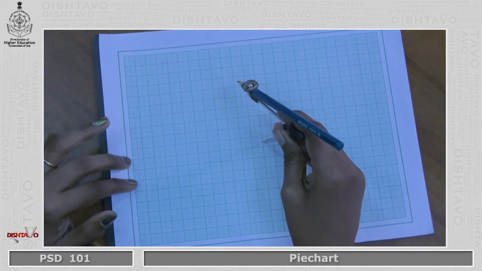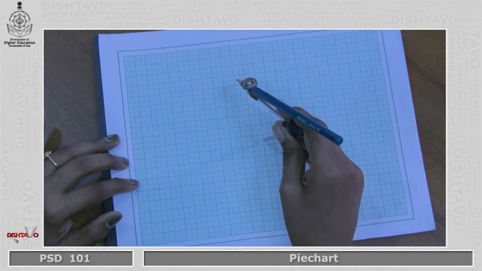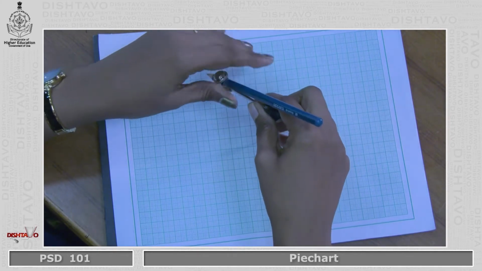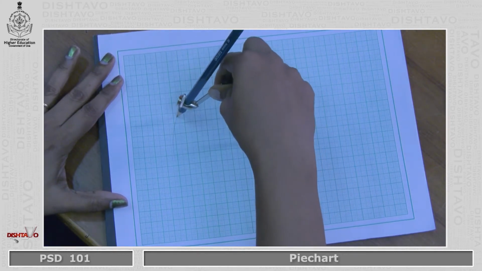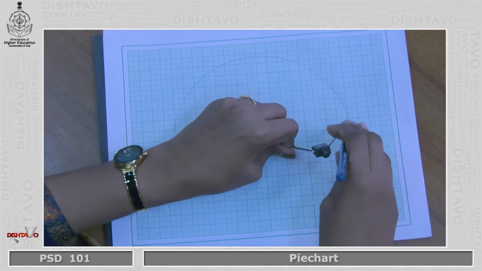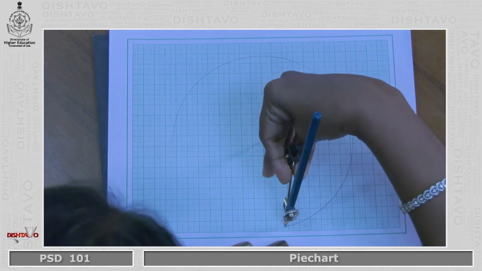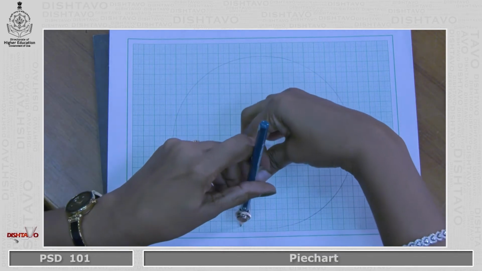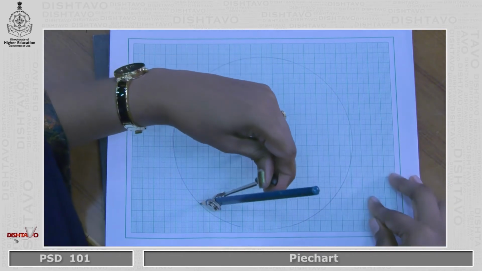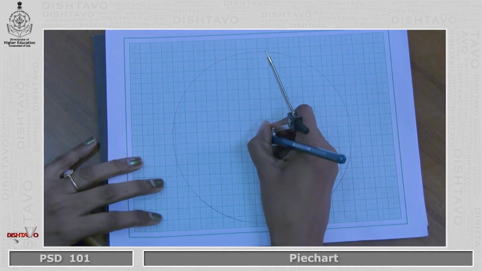Mark the midpoint of the graph paper, and keeping the compass on the midpoint, draw a nice large circle, because the pie is a circle diagram or a circle graph. So, you need to draw a circle there. We have a circle and you mark the point here.